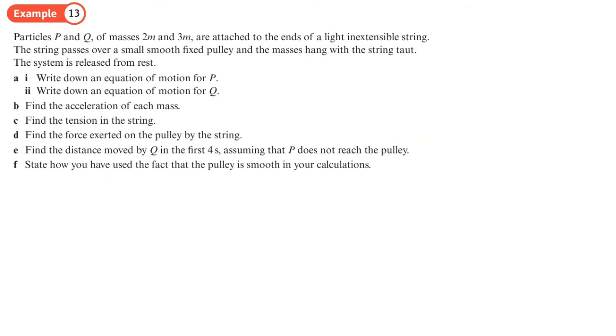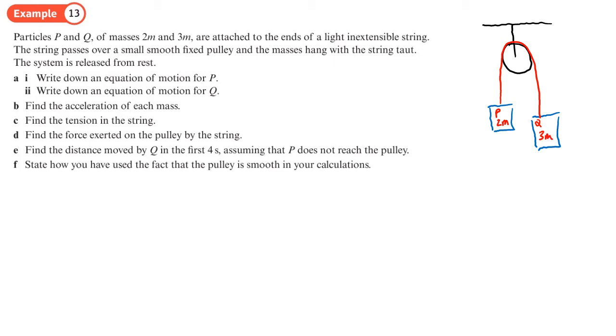Okay, so here we've got two particles, P and Q, and we've been given their masses, and they've been attached to the ends of a light inextensible string. The string passes over a smooth pulley, and the masses hang with the string taut, and the system is released from rest. Let's draw a diagram of what's going on. Here's our pulley, connected to the ceiling like this, and we have our two masses, and the string passes over the pulley like this, back down to the other mass. It doesn't need to be a perfect drawing. One is P, one is Q, and the masses are 2m and 3m.